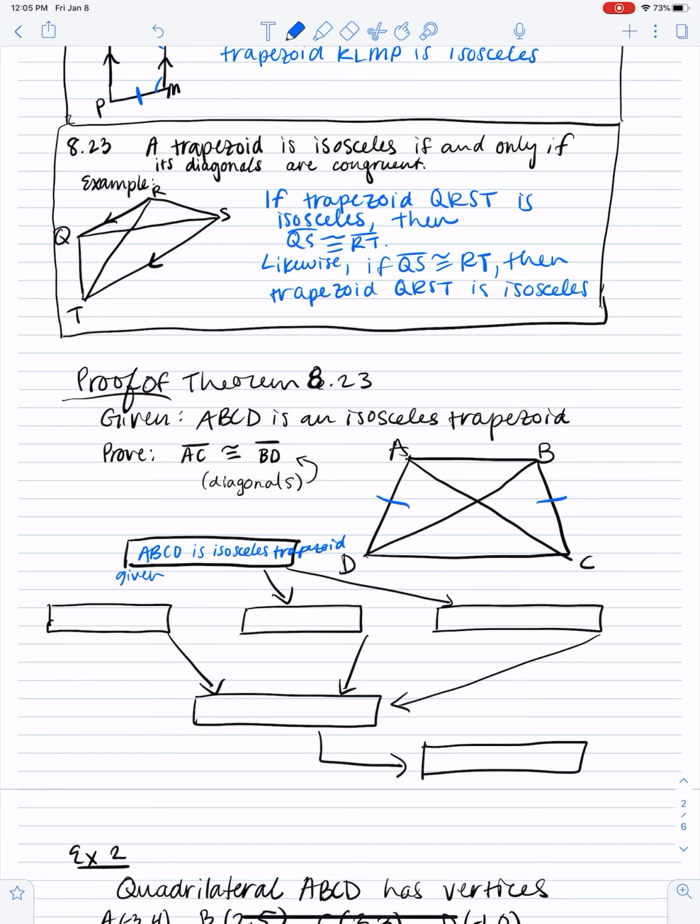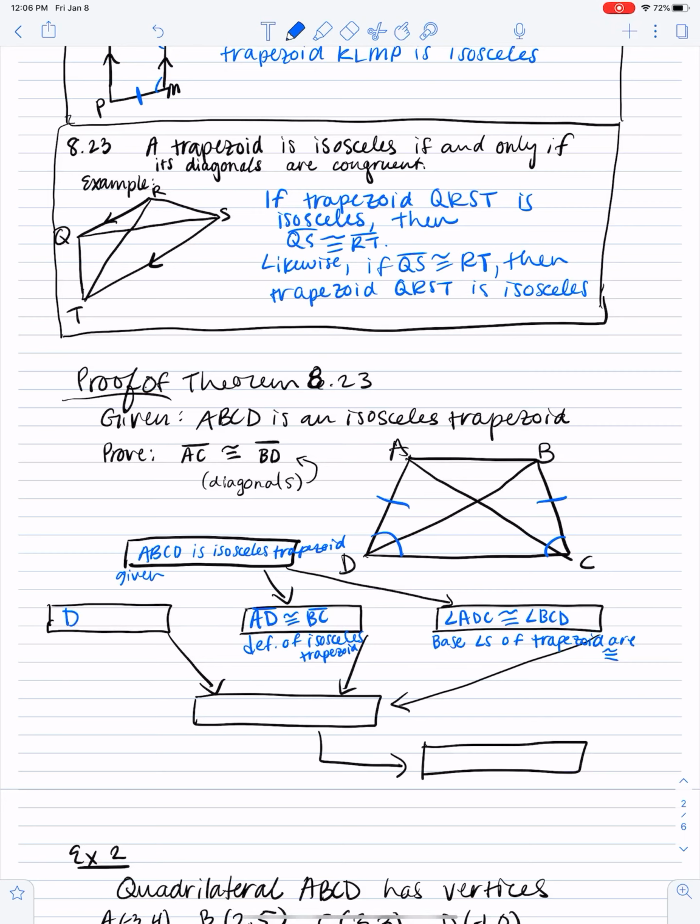So that information tells us that AD is congruent to BC, which I already marked up on the trapezoid. And that's just the definition of an isosceles trapezoid. And then also angle ADC is congruent to angle BCD. That's this big angle and this big angle. And that information is what we wrote earlier in this lecture, that base angles of an isosceles trapezoid are congruent.